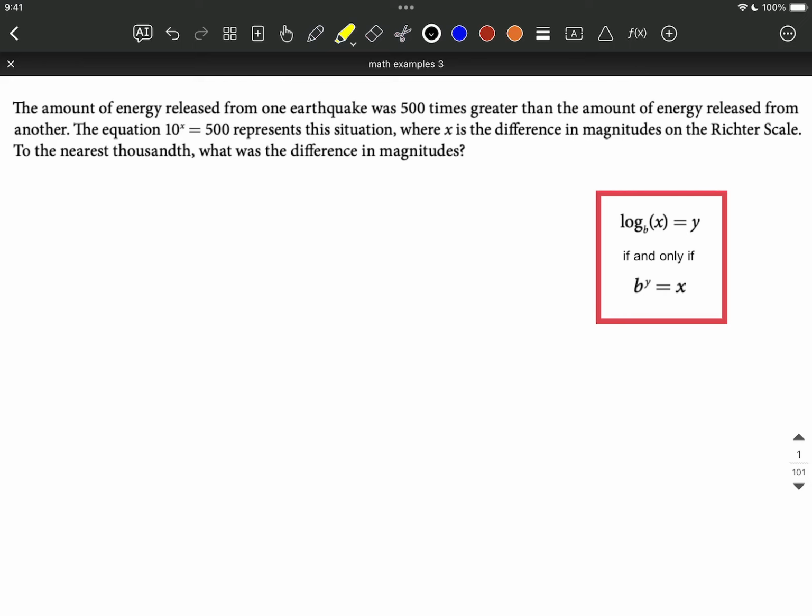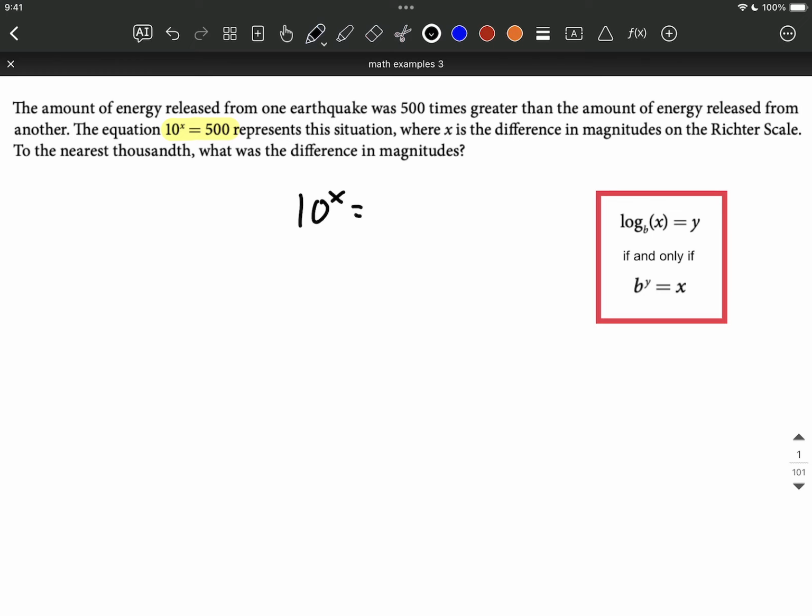So the amount of energy released in an earthquake was 500 times greater than the amount of energy released from another. The equation 10 raised to the x power equals 500 represents the situation where x is going to be the difference in magnitudes on the Richter scale. So they've given us a formula. That's good to note. We want to, to the nearest thousandth, find the difference in magnitudes.